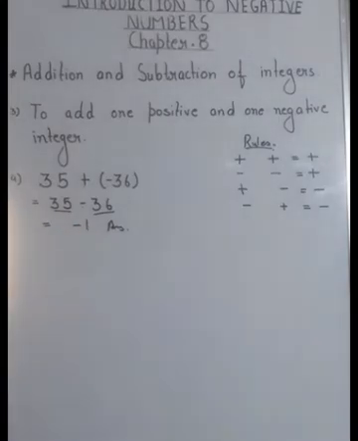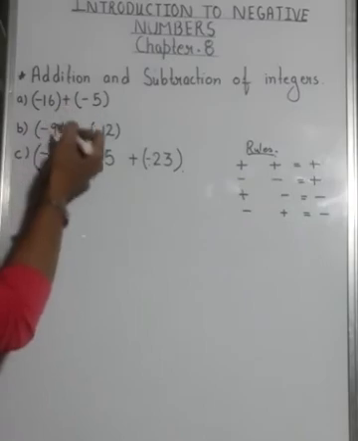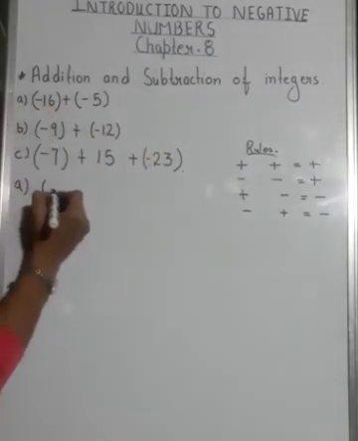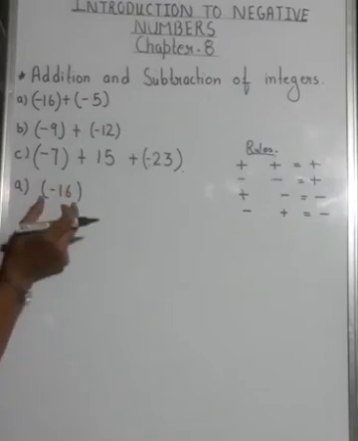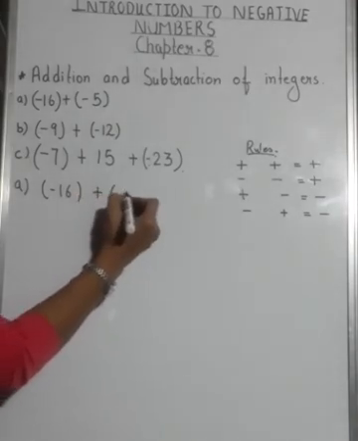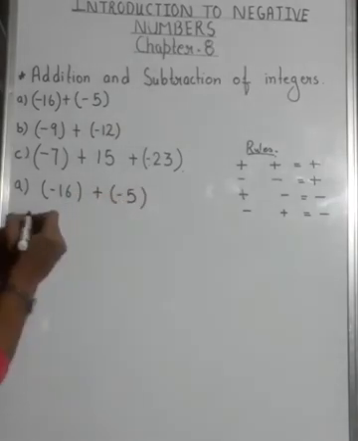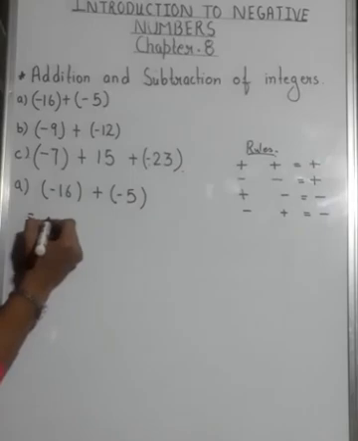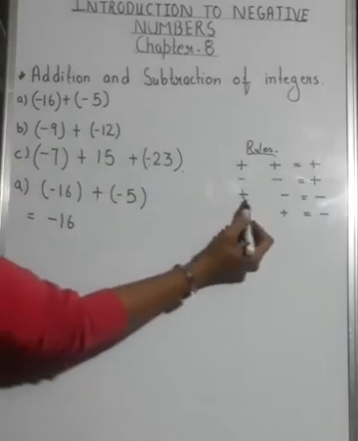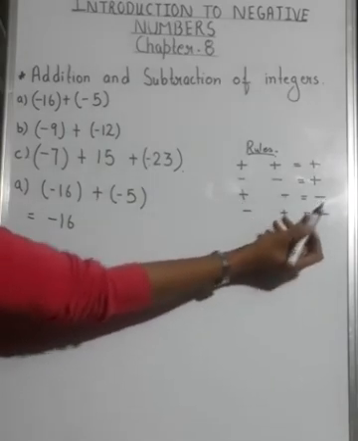Okay. So class, now we will do some questions based on addition and subtraction. So your question number 1 is minus 16. Always keep the minus integer within a bracket. Okay. So minus 16 plus minus 5. Okay. Now first you will write minus 16 as it is. Now here we are having two signs, that is plus and minus. So what I have written, plus minus is equal to minus.